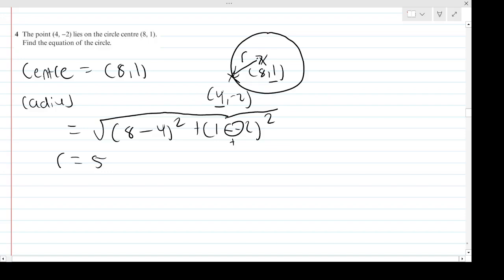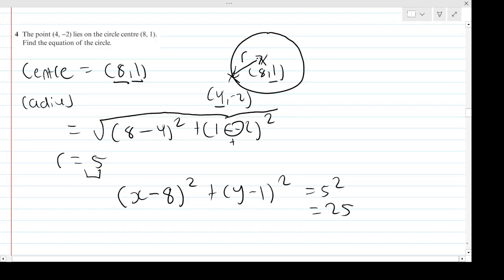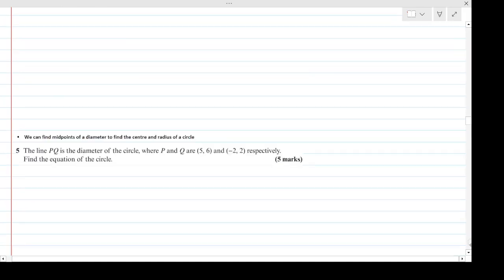That's r is 5. Okay, and then we could just state the equation. So remember, the equation is x minus a, squared. Well, the centre's 8, so it would be x minus 8, all squared. Then for y, we have y minus 1, all squared. And it's going to equal r squared. Now, radius is 5, so 5 squared, that's going to equal 25. Okay, there we are. Cool.